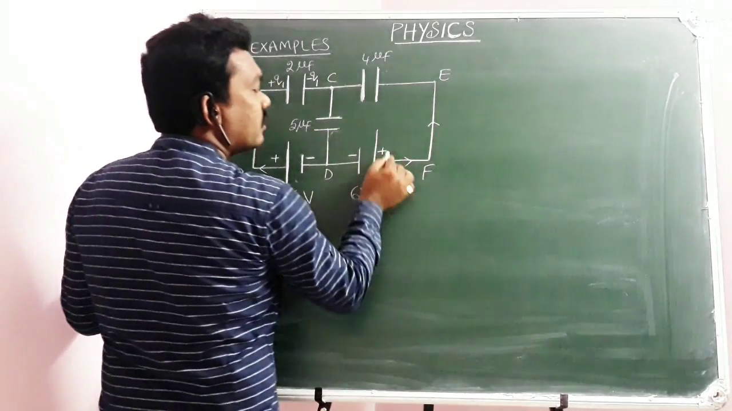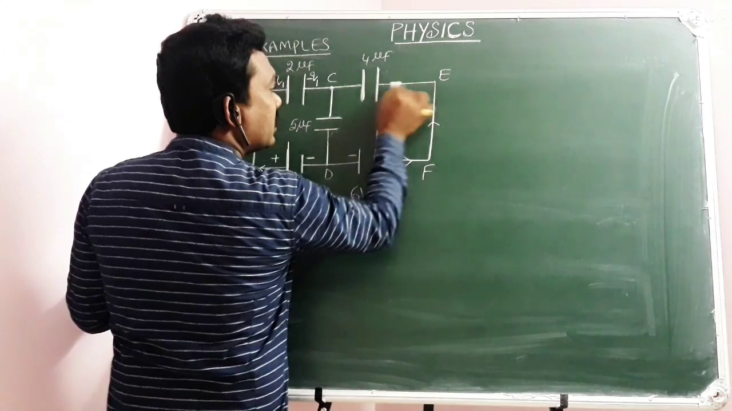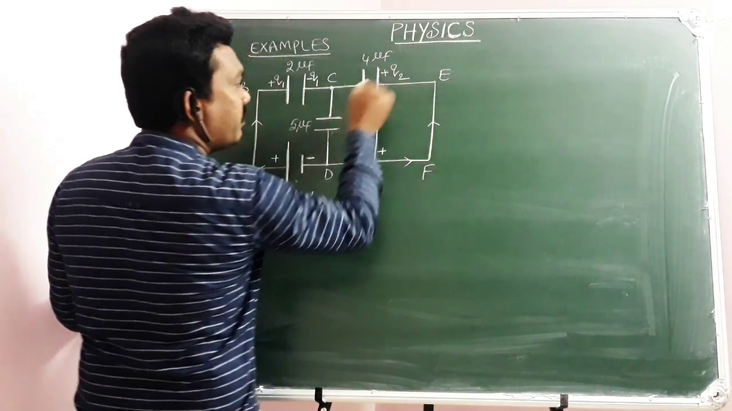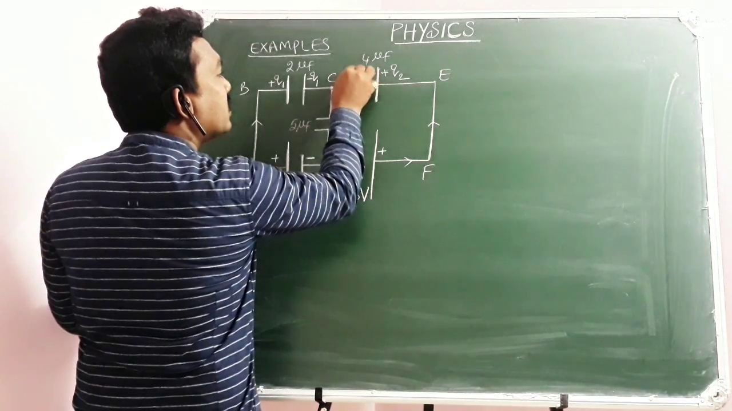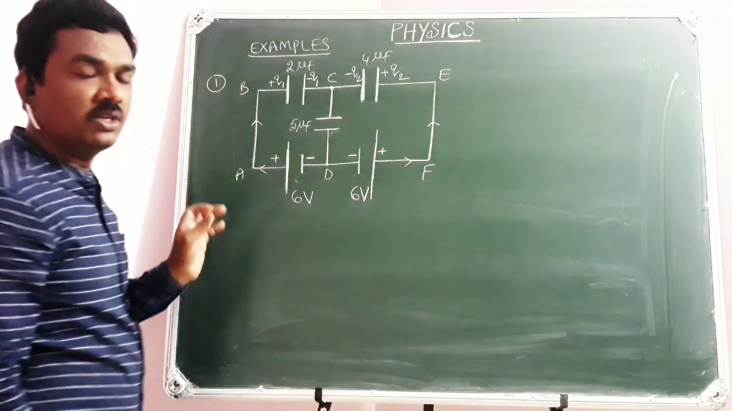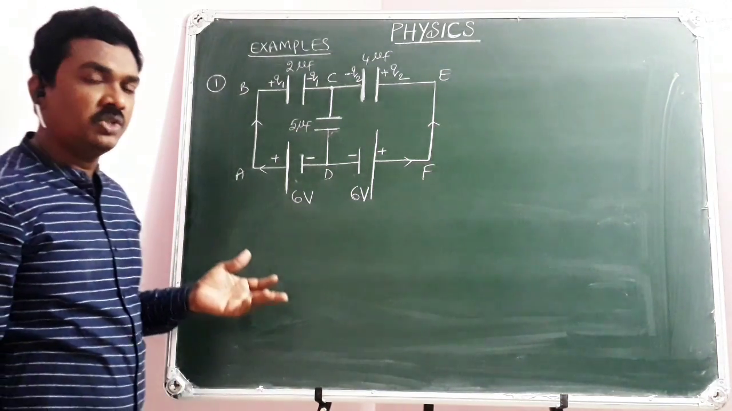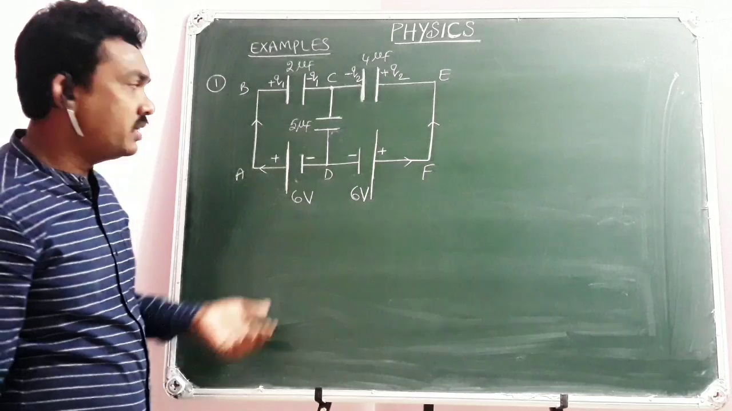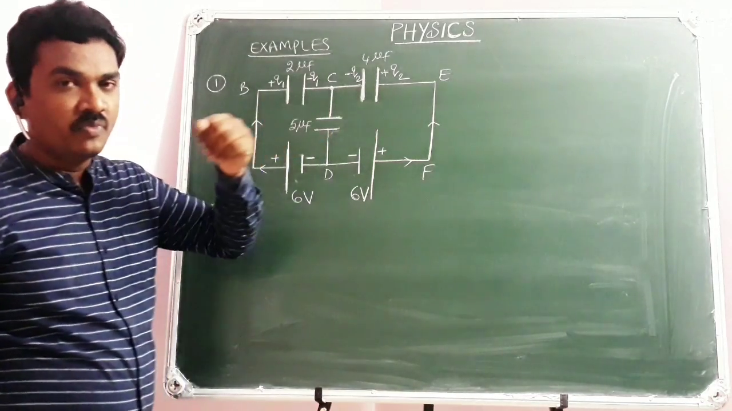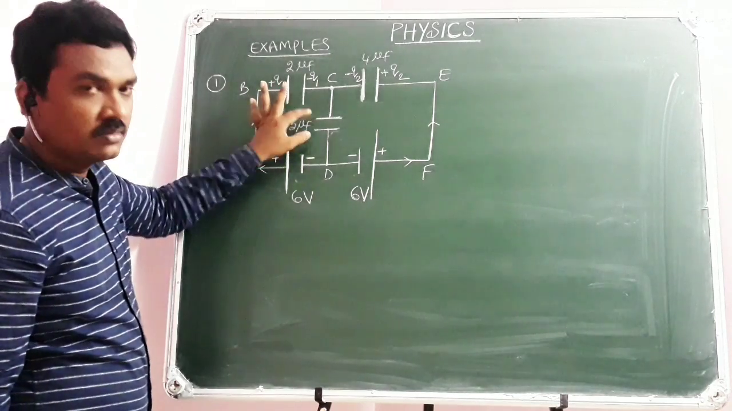Similarly, here, as this is directly connected to the cell or battery, let us suppose here plus Q2 has been developed and here induced is minus Q2 on this plate. This is my supposition. However, whatever the process taking place, charge on this capacitor is Q1, charge on this capacitor is Q2. Then what about charge on this one?